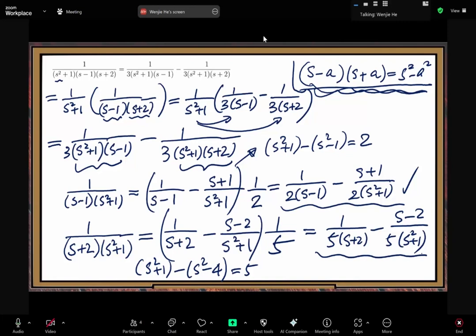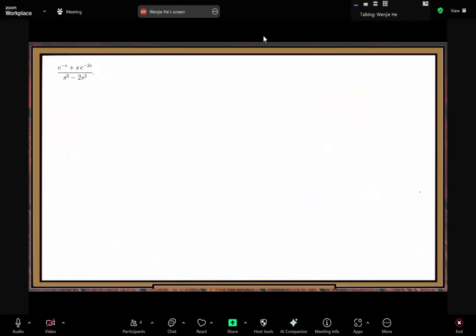Although when you do inverse Laplace, you need to do further split here. But that kind of split is trivial, right? You know, trivial. So you can handle it easily. So that is the second example. All right. So next, another example.